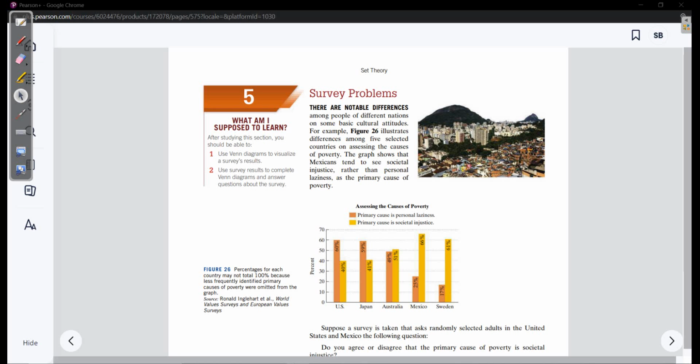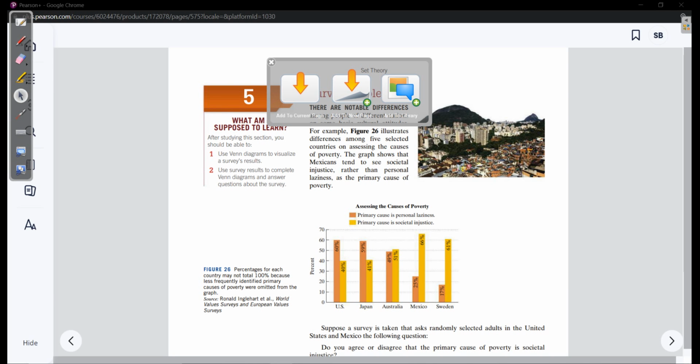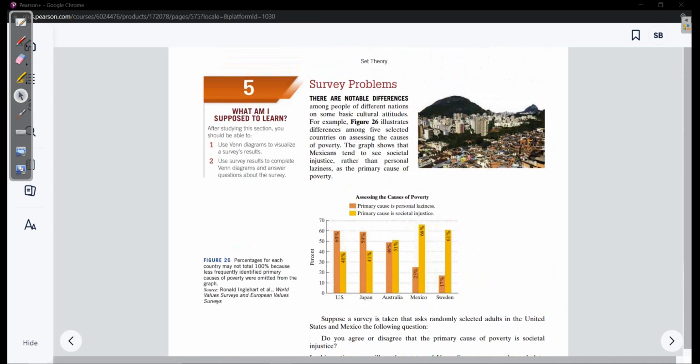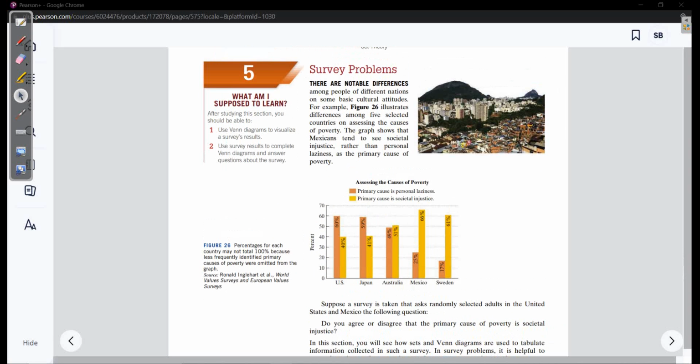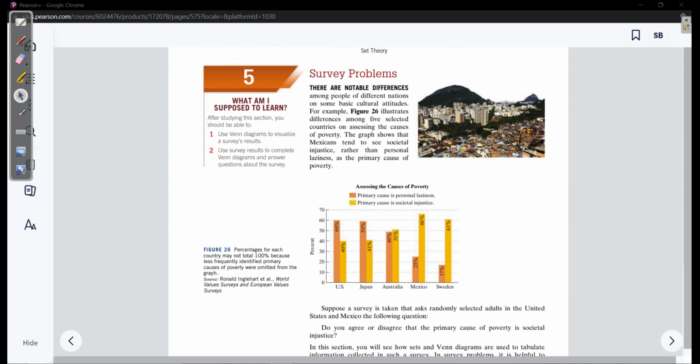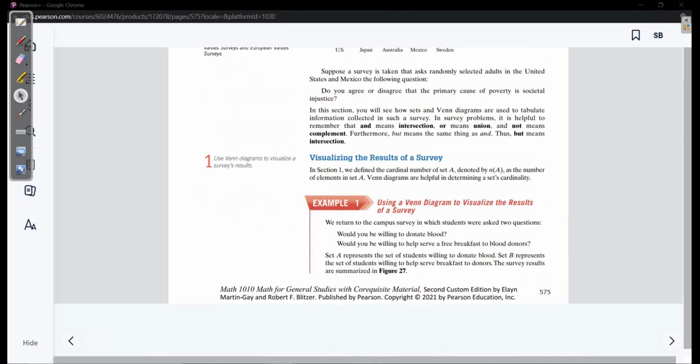Okay, today we're talking about Chapter 8, Section 5, Survey Problems. Alright, so survey problems, what we're doing is we're going to be creating Venn diagrams and dissecting information from Venn diagrams in this particular section. Let's just jump straight to example 1.